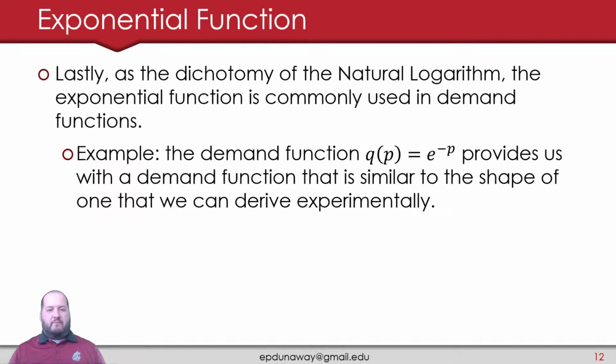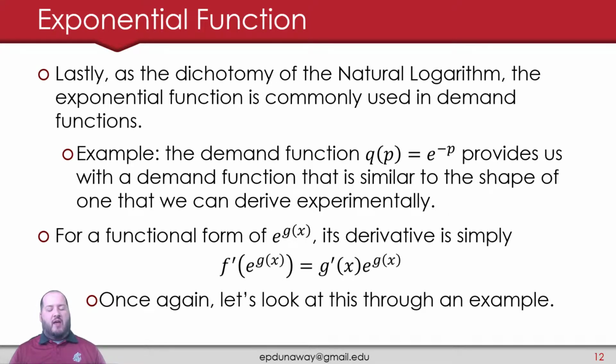So anyways, if I have the demand function, so my demand function Q of P, where Q is quantity and P is price, is e, which is the representation of the exponential function, to the negative P power. So the P being the price in this case. That's going to give us a demand function. It's going to be similar to the shape of one that we can derive experimentally. It's got a nice curve to it. It behaves very well, and we like the properties of this one. It's close to reality. So anyways, if we have any kind of functional form of e to the g of x, and I'm using g of x as a general function.